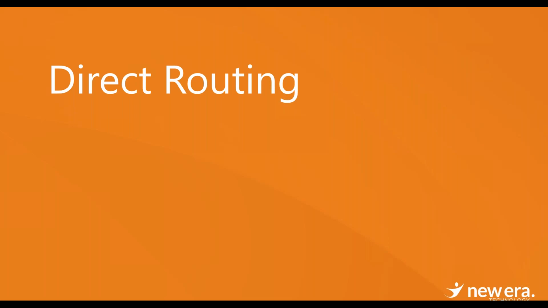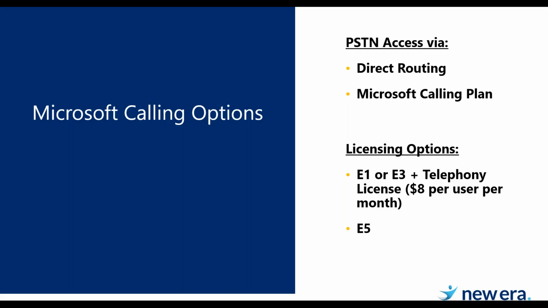From a licensing perspective, if you have an E1 or an E3 license, you're required to get the telephony license from Microsoft. That telephony license is what lights up the dial pad and allows you to have a number assigned to your account. If you already have E5 licensing, you already have everything that you need. At that point, it's really just figuring out how you want to present calling to your Microsoft Teams users.